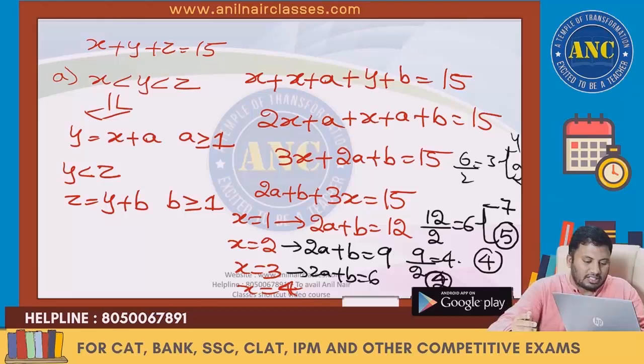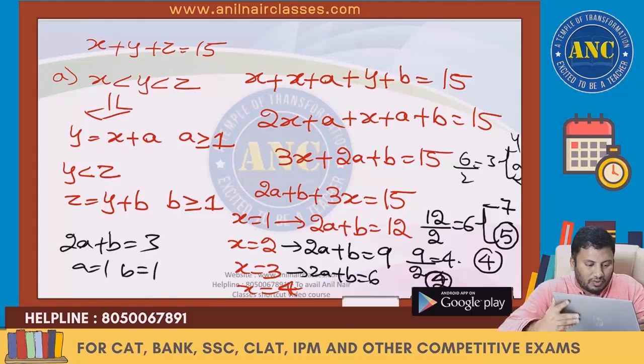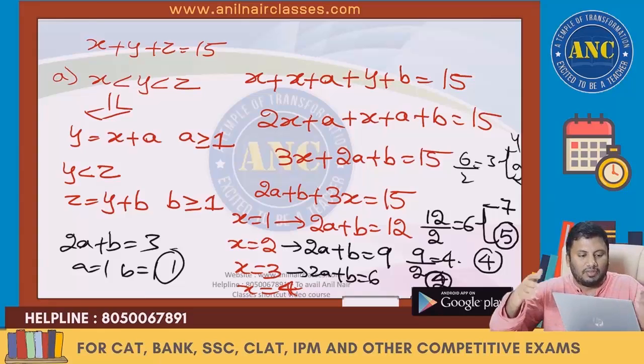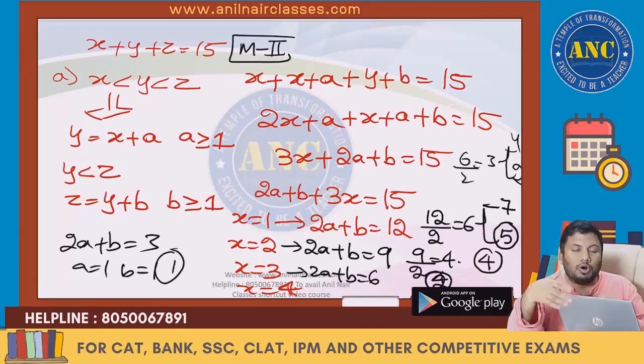Then x is 4. If x is 4, 2a plus b is equivalent to 3. A is 1 and B is 1. So here it is 1 case. So calculate it: 5 plus 4, 9. 9 plus 2, 11. 11 plus 1, 12. This is method 2. I hope it is clear.